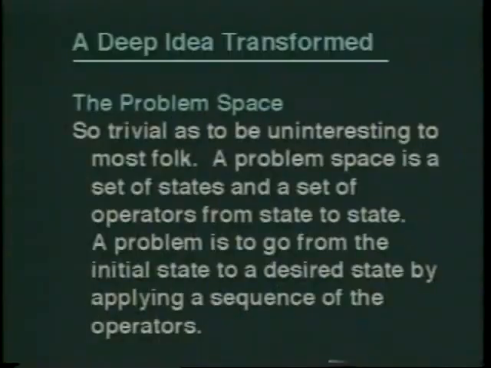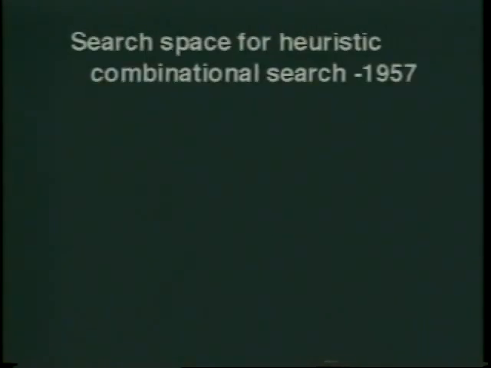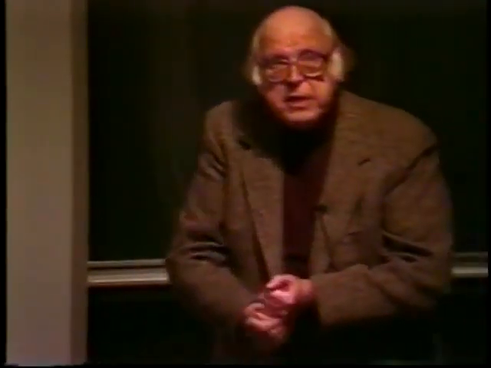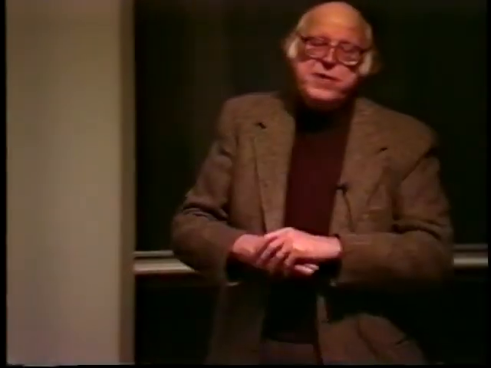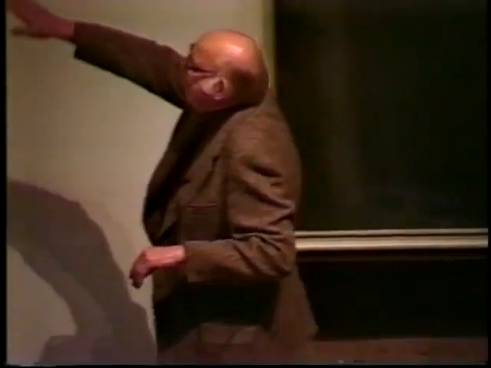So what is a problem space? A problem space is a set of states and a set of operators from state to state, and you have a problem if you go from some initial state to one of a set of desired states by applying a sequence of operators. All seems fairly straightforward. But now look what's happened over time. In 1957, when this idea first showed up, it was that a search space was the appropriate thing to do heuristic combinatorial search. That is, we were just discovering in AI that there was a combinatorial search problem, and that you had to modulate that with heuristics, and that's why it wasn't called the problem space quite then. It was simply called the search space. That was the initial idea.